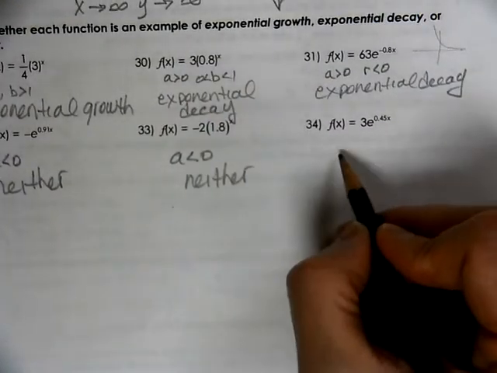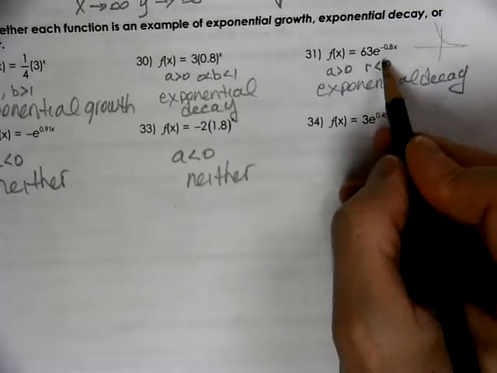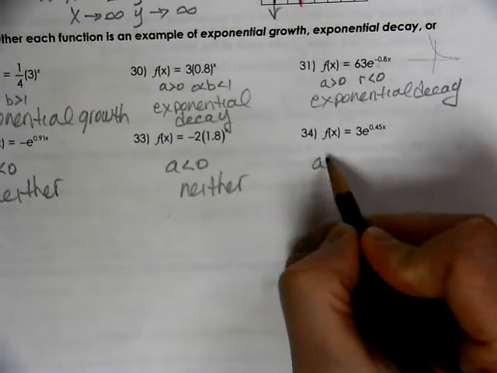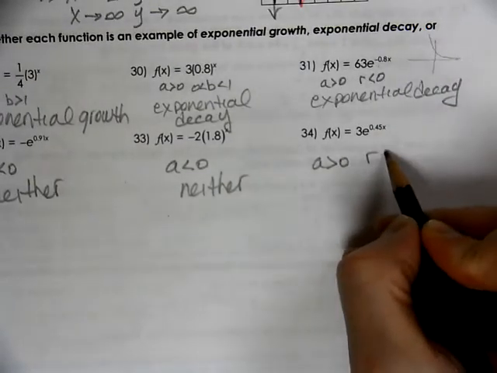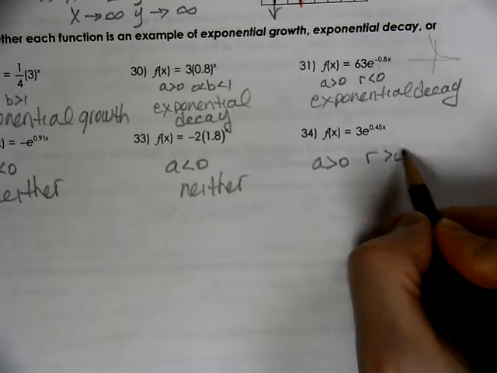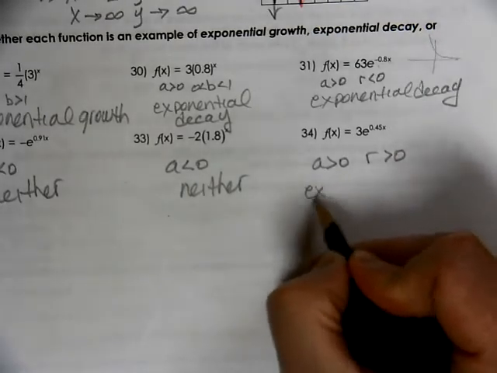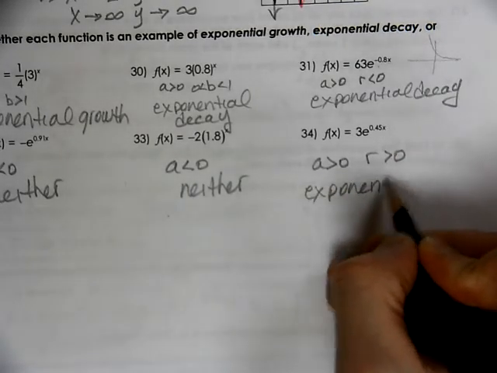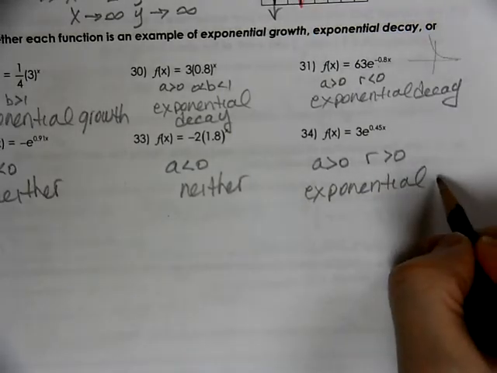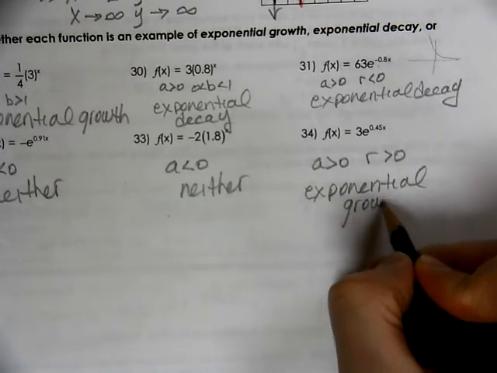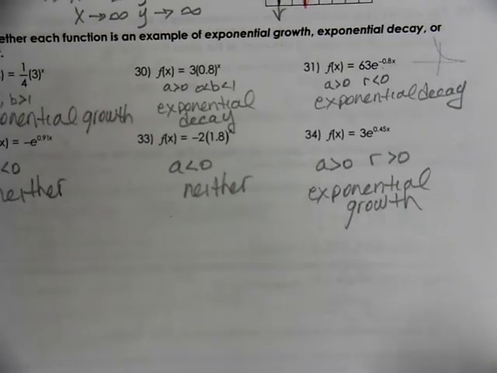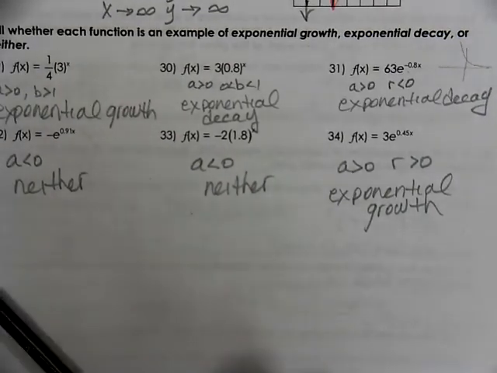And here, this would increase. If the negative decreases, we have an a value greater than 0 and an r value greater than 0. We get exponential growth. We made it.